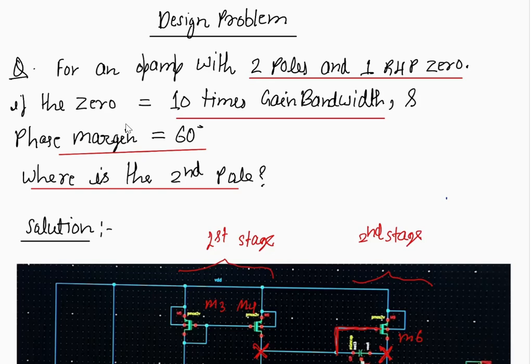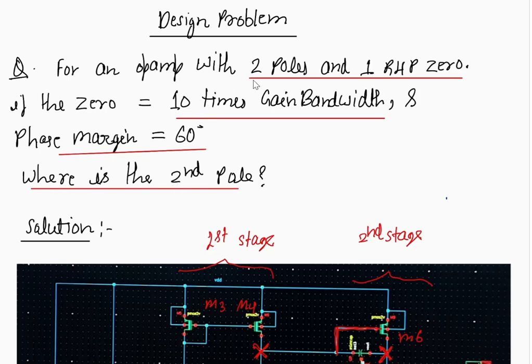Hello everyone. Today we will solve this numerical problem. We will use control system theory to solve it. They have given that there is an op-amp with two poles and one RHP zero, and the zero location is 10 times the gain bandwidth. They have also given that the phase margin is 60 degrees, and they have asked where the second pole is.